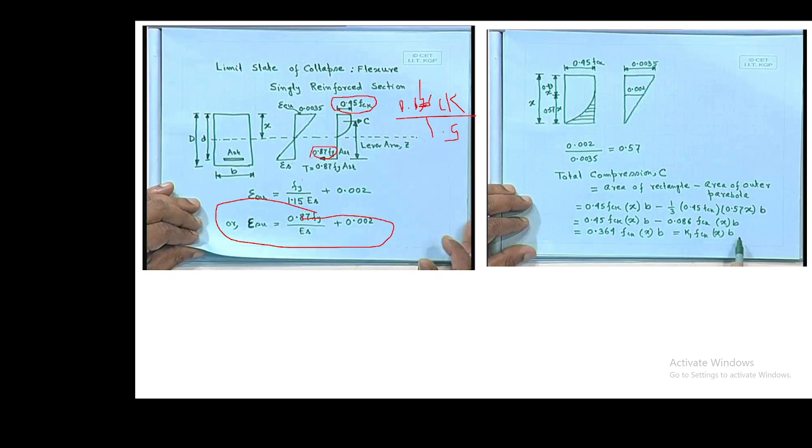So the tensile force is given by 0.87 Fy Ast, and the compressive force we have to calculate. For that we'll consider the parabolic stress envelope and use some method for the calculation. As you can see here, at this location the force will be applicable.